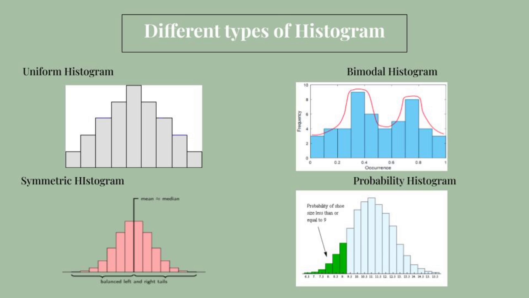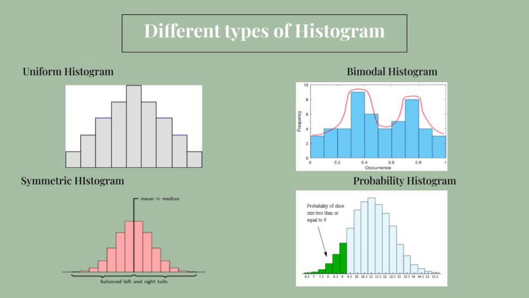Next is the symmetric histogram. A symmetric histogram is also called a bell-shaped histogram. When you draw a vertical line down the center of the histogram, and the two sides are identical in size and shape, the histogram is said to be symmetric. The diagram is perfectly symmetric if the right half of the image is similar to the left half. The histograms that are not symmetric are known as skewed.